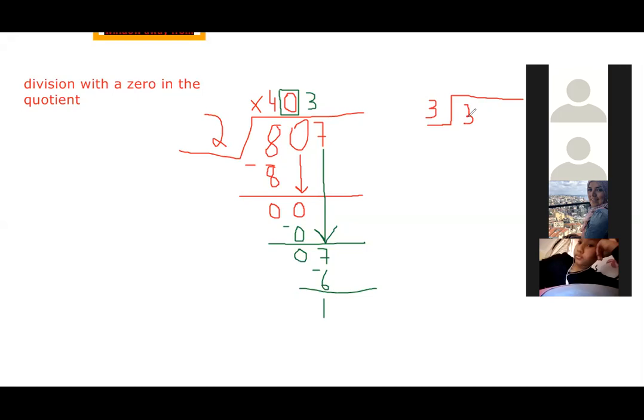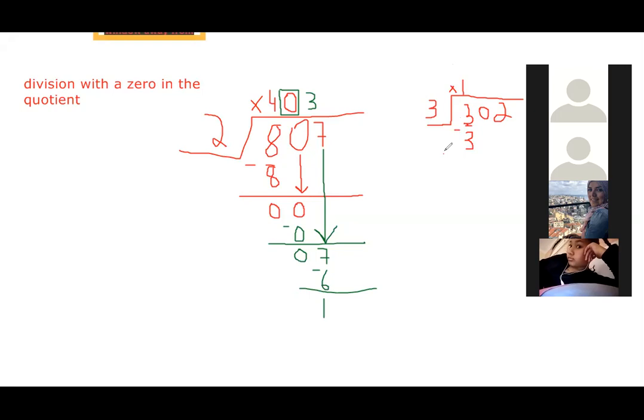Okay? So let us start division as we learned. So 3 divided by 3. Of course, I can take the 3 because it's equal to 3. So 3 divided by 3, it's 1. So 3 times 1, it's 3. And now we subtract 3 minus 3, it's 0.